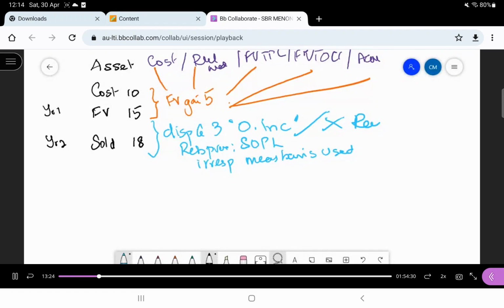So you must clearly say no. Revenue is the only item that deals with ordinary activity, the sale of goods and services from ordinary activity, but disposal of PPE, disposal of IP is not ordinary activity. That must go under other income. I hope you're very clear.